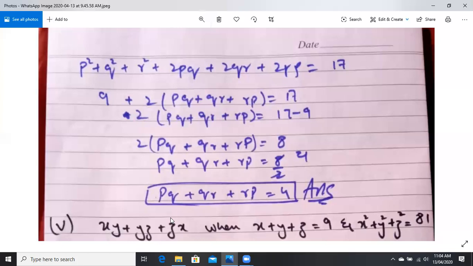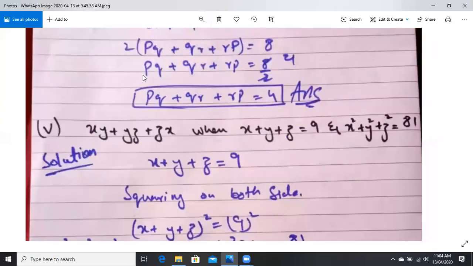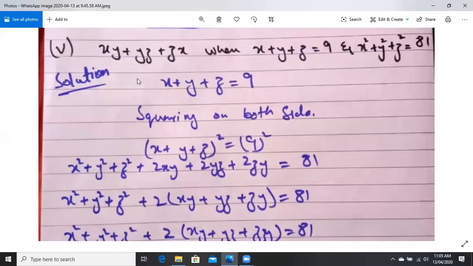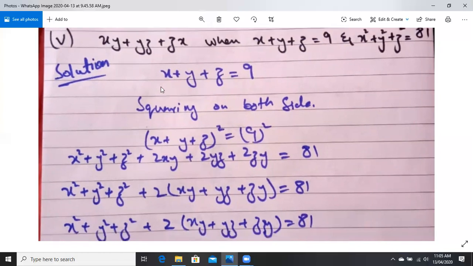So this is the easiest question in our exam and our class. Again, the next question is also the same as this. There are no changes, they just change the variables and numeric values. And all questions have the same procedure, same method. Okay. So we have to find the value of xy plus yz plus zx. In the previous question, we had to find the value of pq plus qr plus rp, as you can see.